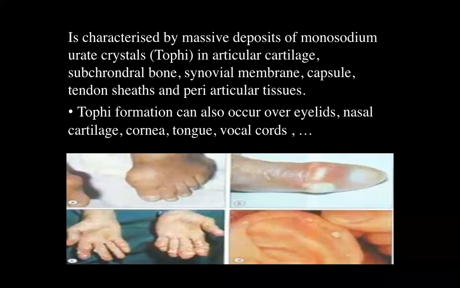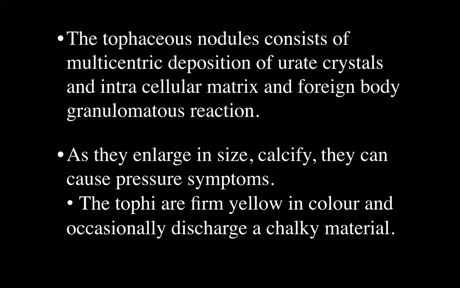It is characterized by massive deposits of monosodium urate crystal in articular cartilage, synovial membrane, capsule, tendon sheath, and periarticular tissue. Tophi formation can also occur in the eyelid, nasal cartilage, cornea, tongue, and vocal cords. You can see the picture.